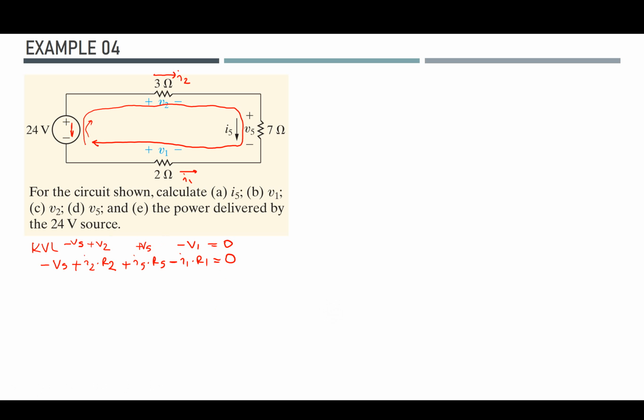So I have certain numerical values given to me, so I can simply substitute them in the equation. Let's say this is equation 1. Then I can simply write down minus 24, plus 3I2, plus 7I5, minus 2I1 equals 0. I still have 3 unknowns, as you can see.